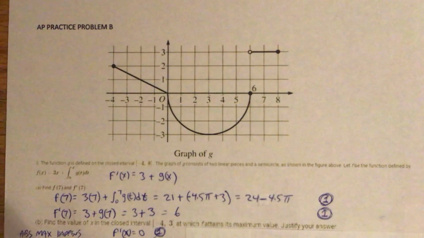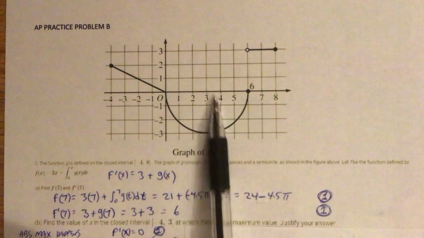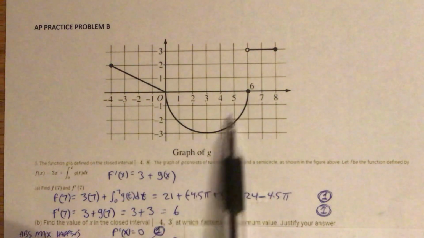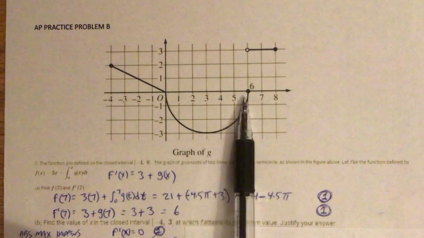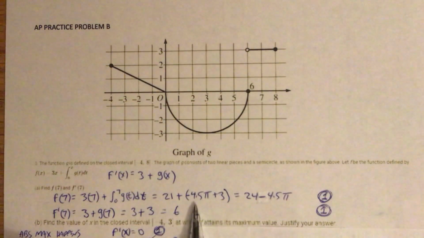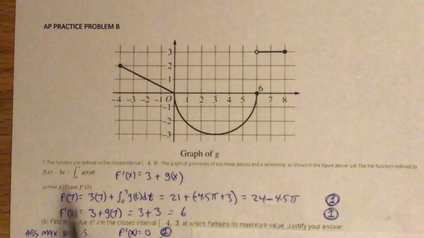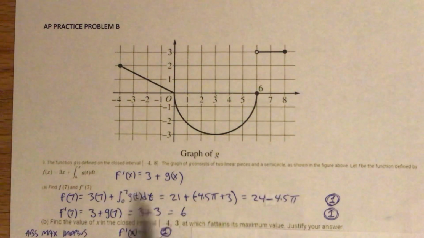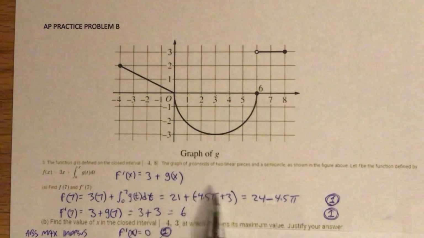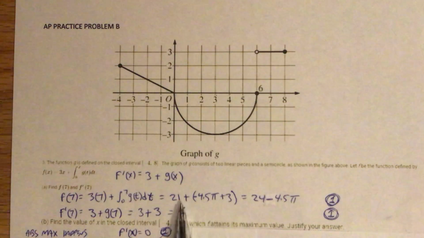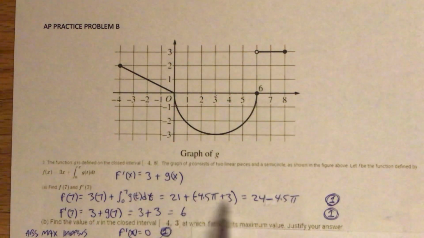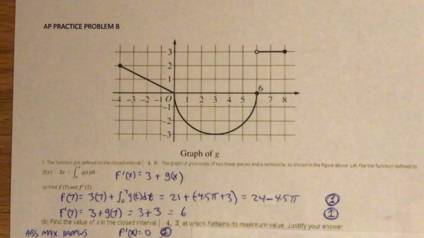But the other tricky thing is to realize that this area is actually under the x-axis. So as the curve is negative, this is accumulating essentially negative area. So that's why I have to count this as negative. So what is f of 7? It's the 3 times 7, which is 21, plus that area I just found, the area under the semicircle, plus that extra little rectangle, and add these together for a grand total of 24 minus 4.5 pi. That gets you a point.